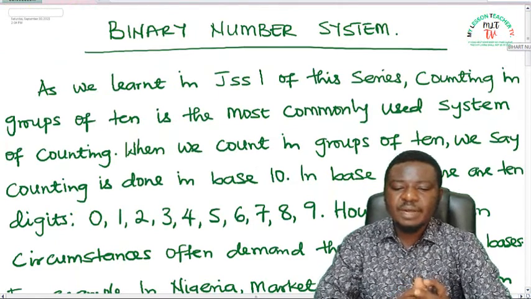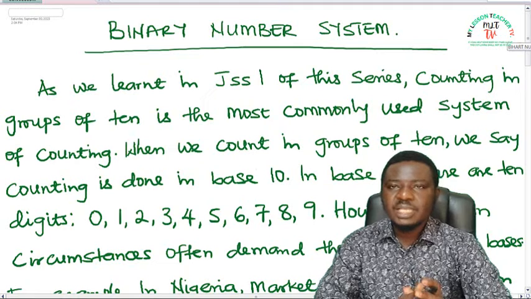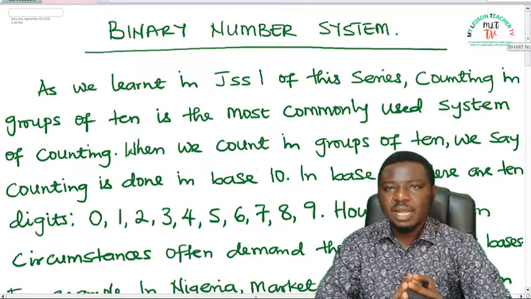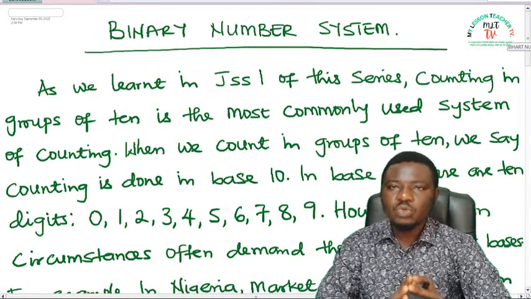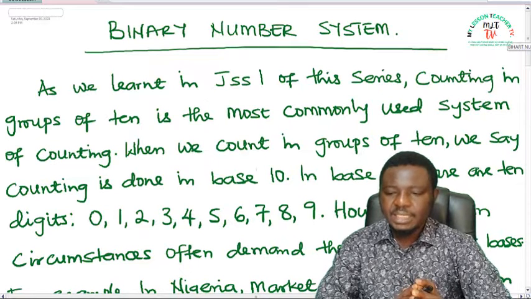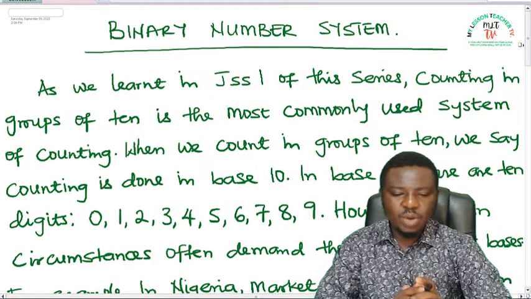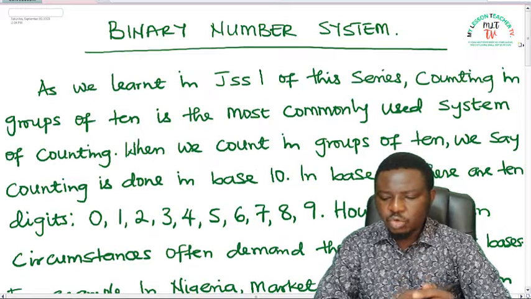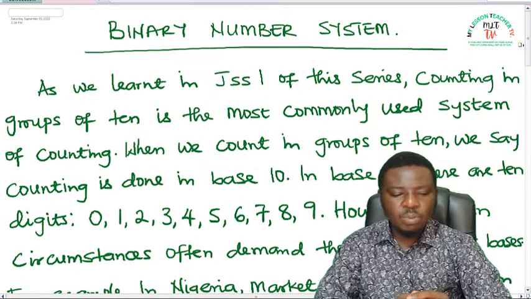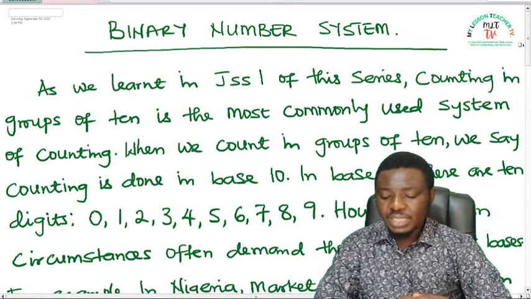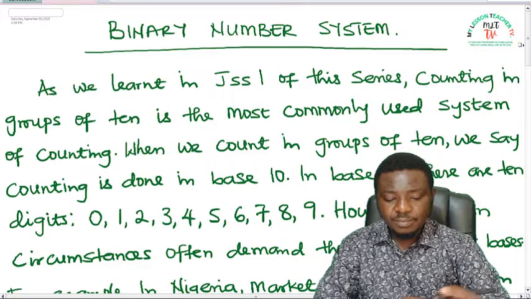Now, under binary number system, this is a continuation of what you did in JSS1. In JSS1, you were introduced into number-based systems and how to count in base 2 and also how to convert from base 2 to base 10. In this class, we shall look in depth into binary number systems. As we learned in JSS1 of this series, counting in groups of 10 is the most commonly used system of counting. When we count in groups of 10, we say counting is done in base 10.